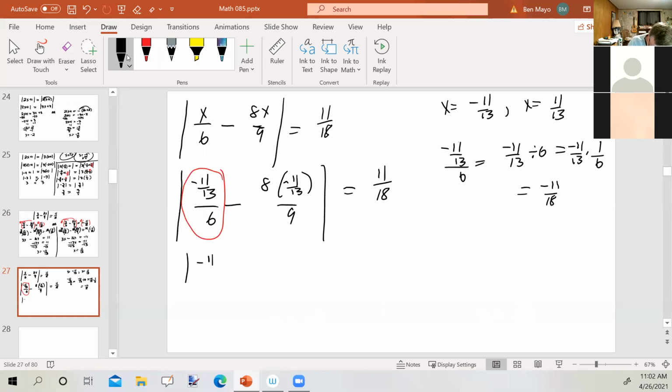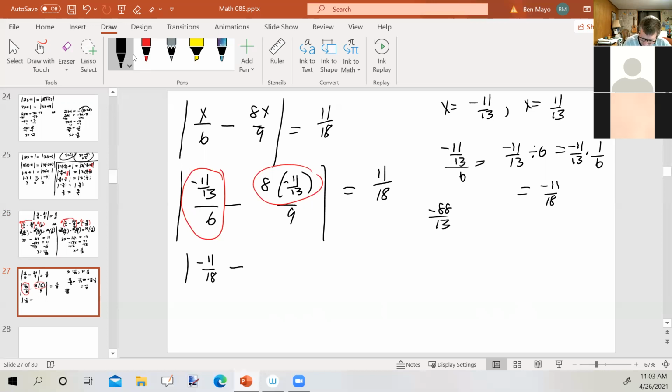So now I've got this, minus, and let's see here. Here we're going to multiply that together first. So that's going to give us what? Negative 88/13. 8 times negative 11. I told you it was going to get worse.